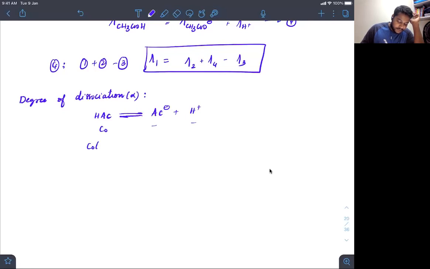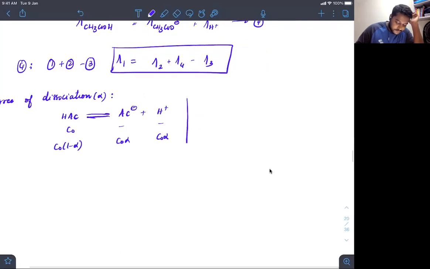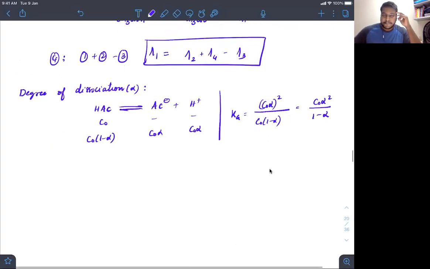C naught into 1 minus alpha, C naught alpha, and C naught alpha. This is how we write it down. And from here we write Ka is equal to (C naught alpha) whole square divided by C naught into 1 minus alpha, which is C naught alpha square by 1 minus alpha. This is what we write, right? Let us remember this once from the dilution law, so we derived this for ionic equilibrium.